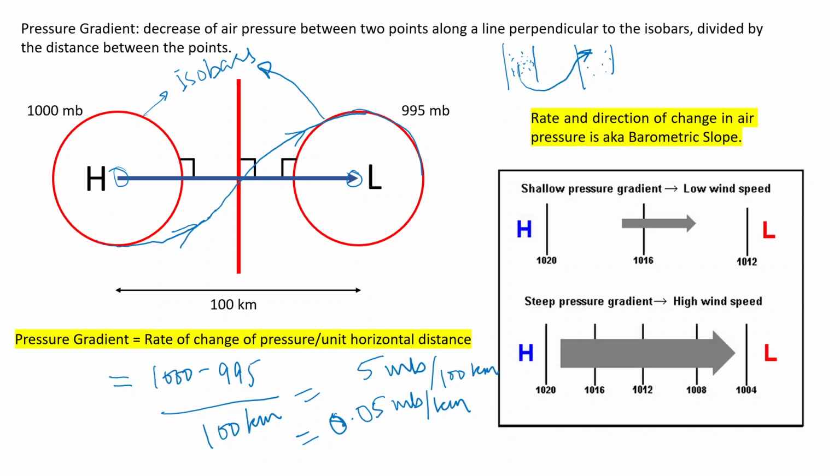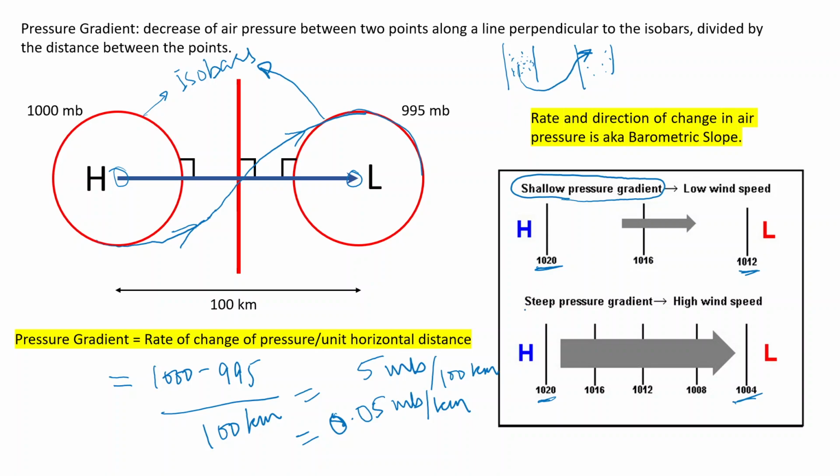Similarly, if you see in the upper one, the difference in the pressure from 1020 to 1012, so 8 millibar over a long distance. So here the pressure gradient is shallow, meaning that when over a long distance the difference between high pressure and low pressure is not much, it is called a shallow pressure gradient, and therefore the wind speed will be lesser over here. But if we have this difference as quite high, so in this case we have 16 millibar over the same distance.